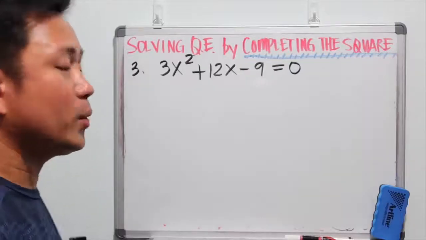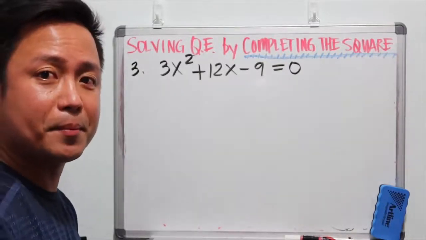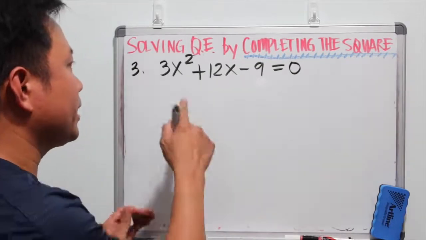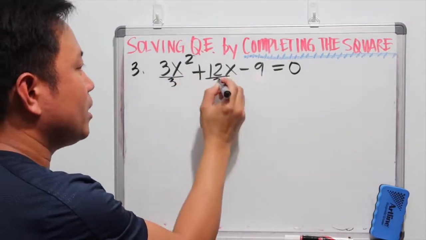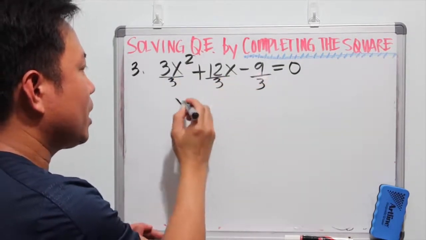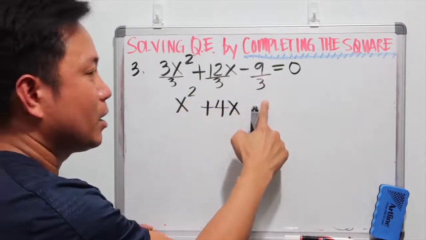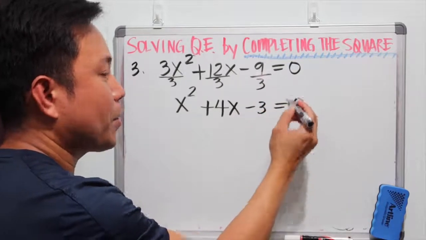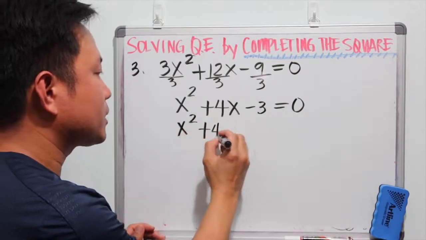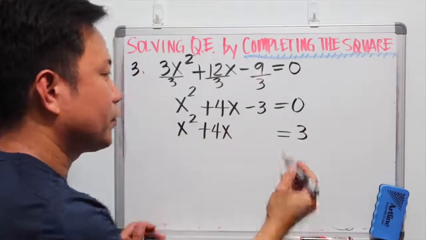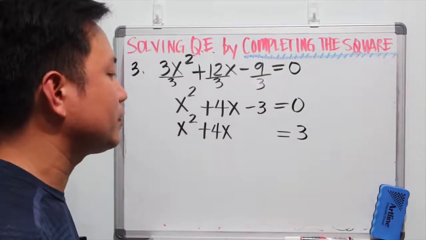This example number 3, we have 3x squared plus 12x minus 9. Again, what's the first step? We're dividing everything by that a value, so we need to divide everything by 3. So when you divide each of them by 3, I will make it now x squared plus 4x minus 3 is equal to 0. And now we have x squared plus 4x is equal to positive 3. So I transpose negative 3 to the right side, so that turns to positive 3.